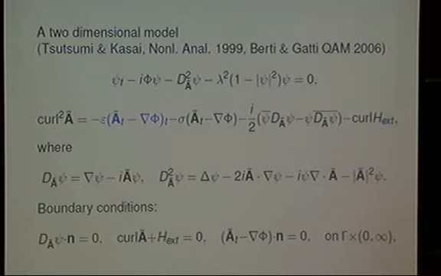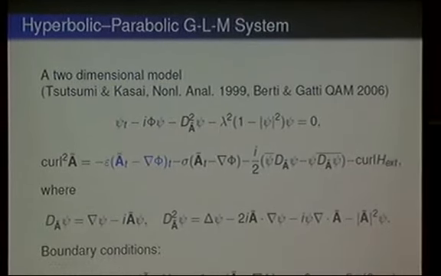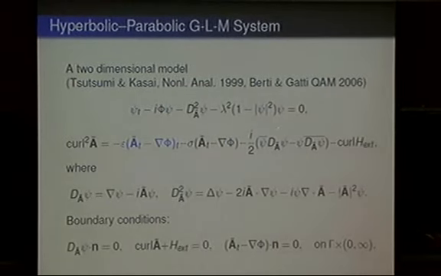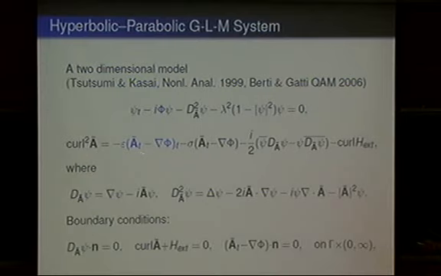The system is subject to some boundary conditions. We have three boundary conditions, and the second one is a non-homogeneous boundary condition. We say this system is of parabolic-hyperbolic type because the first equation looks like a parabolic one, and the second equation, because of the blue part, looks like a hyperbolic equation for capital A, but it is coupled with the electric field.